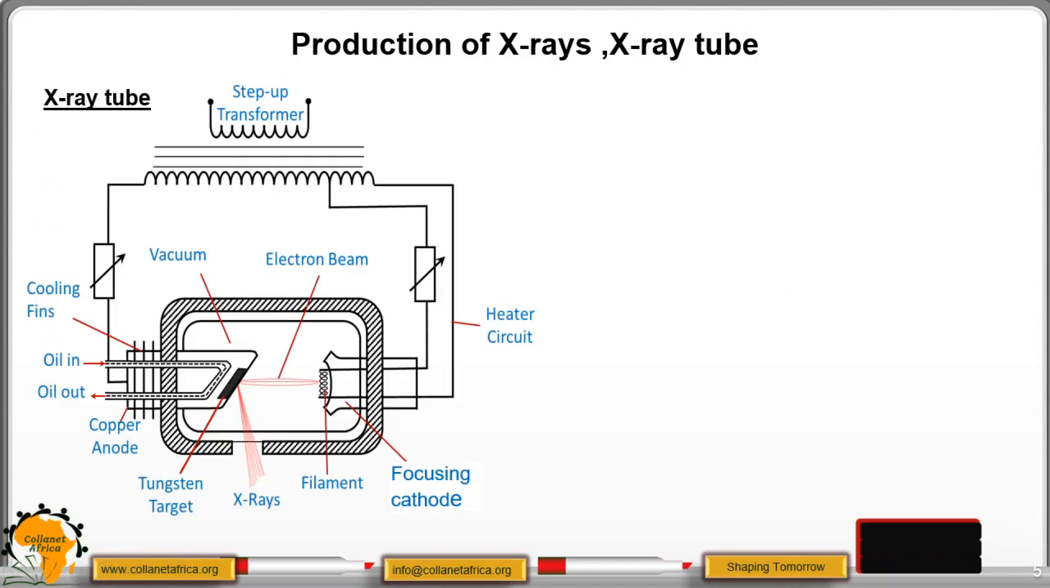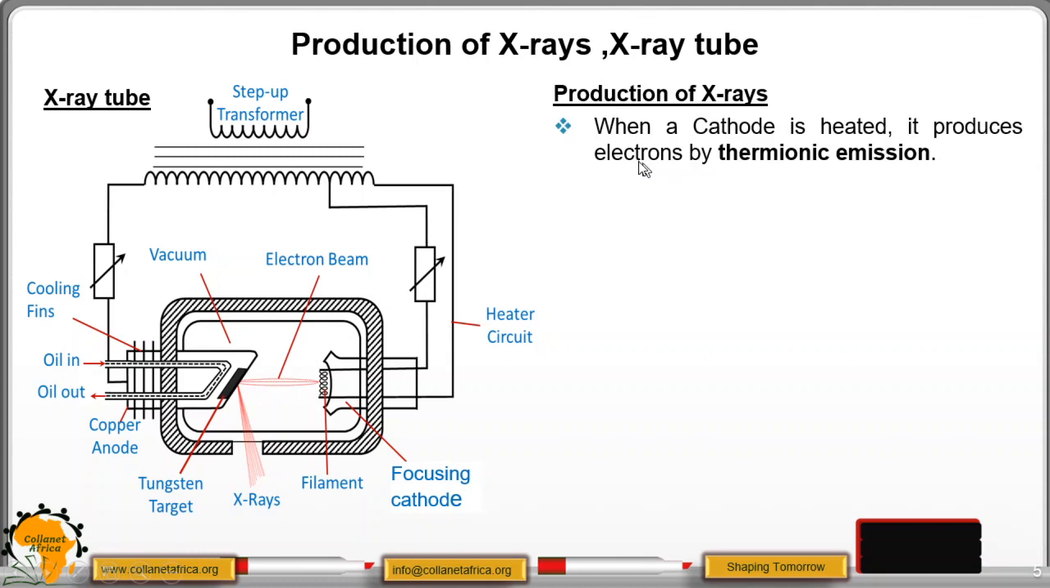Then from there, we move to the diagram of X-ray tube. As you can see, we have our focusing cathode, we have the filament, this is our anode, and we have the target. We have the cooling fins here, and then we have oil in and oil out. This one also enhances cooling. Then this glass tube is highly evacuated. The inside here is a vacuum, so that now these electrons do not collide with any other particle.